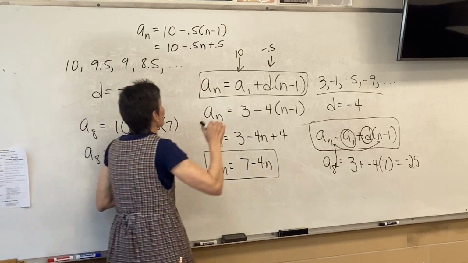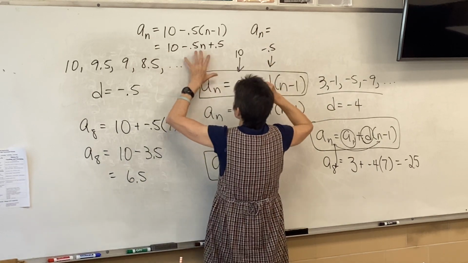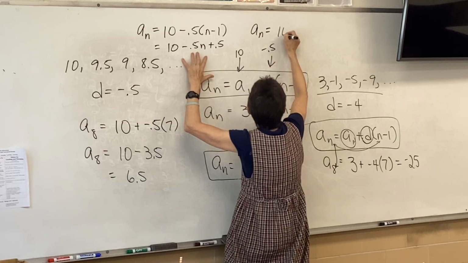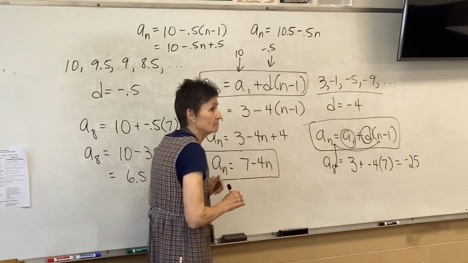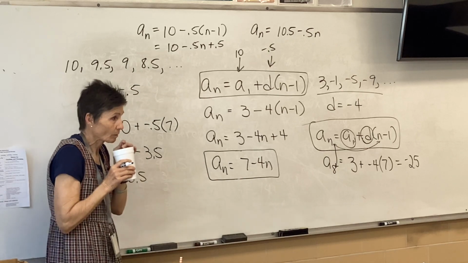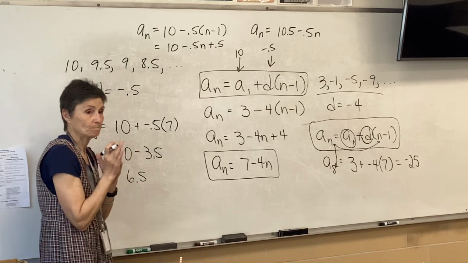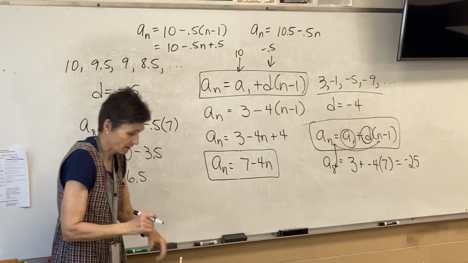So what is our explicit term for this problem? A sub n equals what? 10.5 minus 0.5n. You with me, Sharon? Perfect.